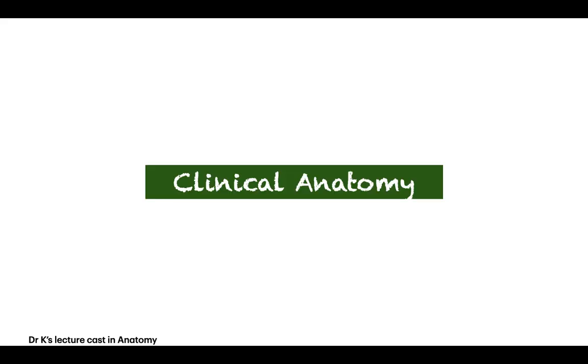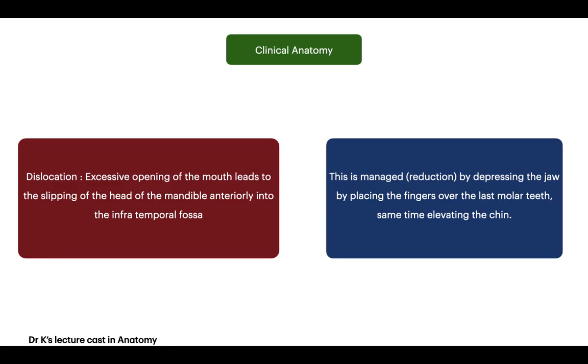Coming to the clinical anatomy of temporomandibular joint. First one is the dislocation, that is excessive opening of the mouth during yawning leads to the slipping of the head of the mandible anteriorly into the infratemporal fossa. So from the mandibular fossa, the head of the mandible slips and comes to the infratemporal fossa. Management of this is called reduction of the joint by depressing the jaw.